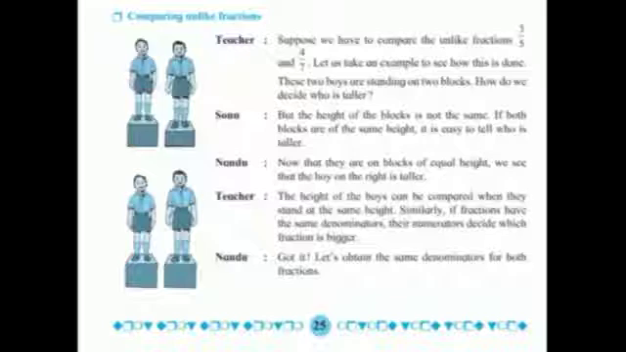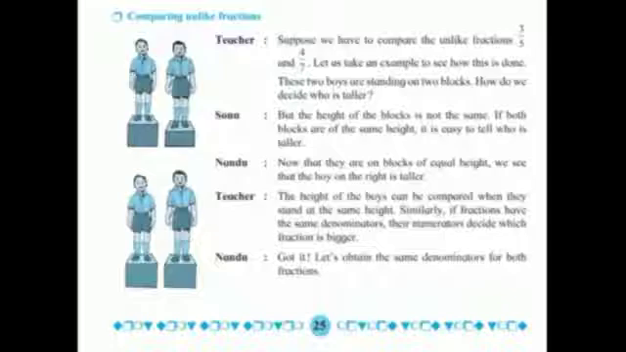Okay. Now before that, let me tell you one thing. Unlike fractions means those fractions whose denominators are not equal. Those are known as unlike fractions. Okay, so now let us proceed further with this story. Here now look, pay attention to the story.